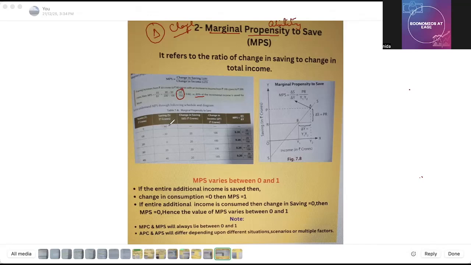ना चेंज इन सेविंग, सेविंग में चेंज कितना आ रहा है, तो पहले में कुछ भी नहीं आया, 40 माइनस 20 या 20 आ जाएगा. देन यहाँ पे भी कुछ आपका ये 20 माइनस 0 देन 40 माइनस, तो ये 20 का चेंज हो गया. ना चेंज इन इनकम में कितना आ रहा है, 100 का चेंज आ रहा है, राइट? ना वी विल पुट द फॉर्मूला MPS इज इक्वल्स टू चेंज इन सेविंग अपॉन चेंज इन इनकम.